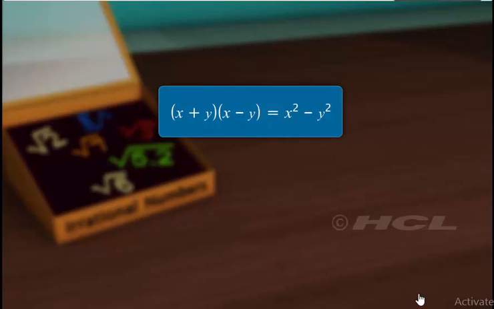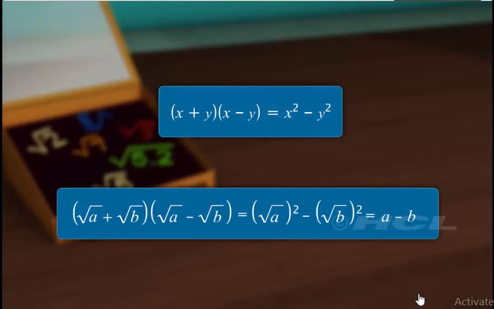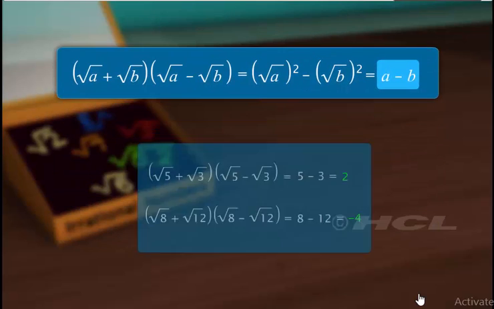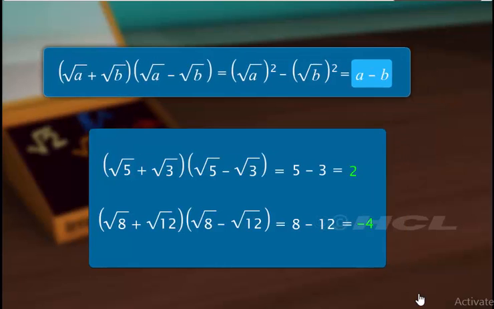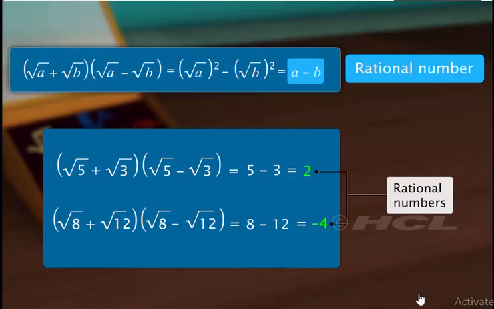Next, using the algebraic identity (x plus y) into (x minus y) equals x squared minus y squared, we can deduce an identity similar to this for irrational numbers. The product of the square root of a plus the square root of b and the square root of a minus the square root of b is equal to a minus b. Here are a few examples. Notice that the result is always a rational number.